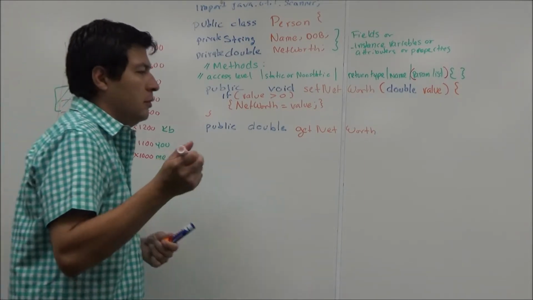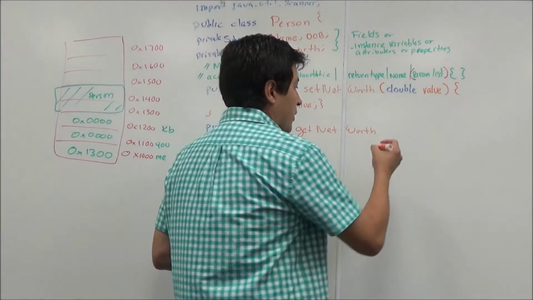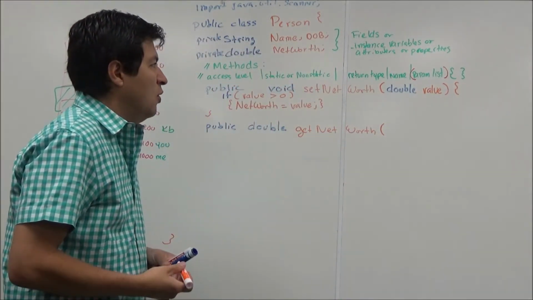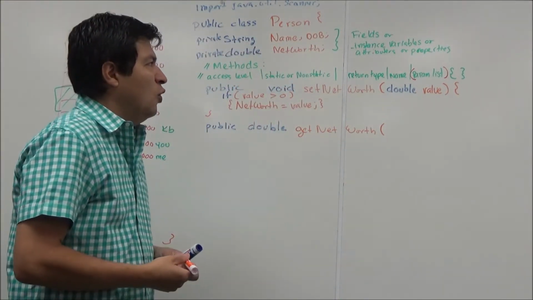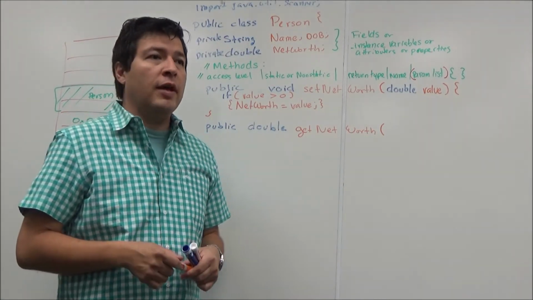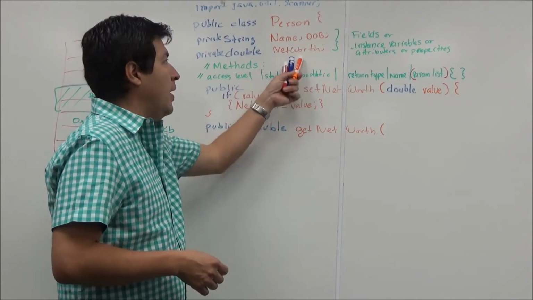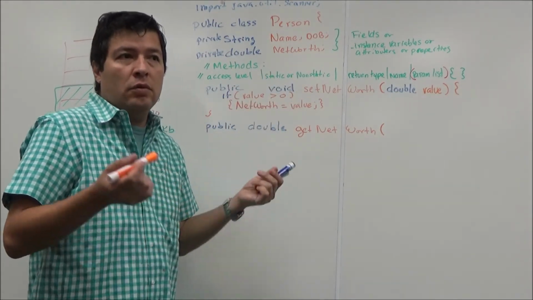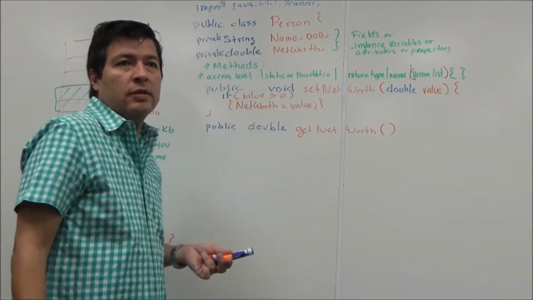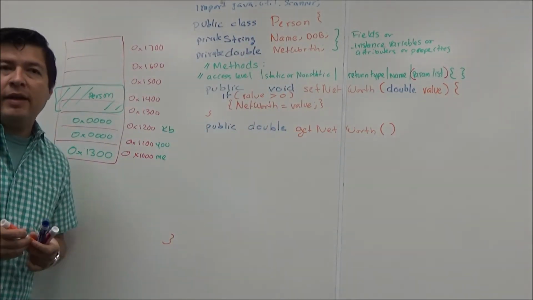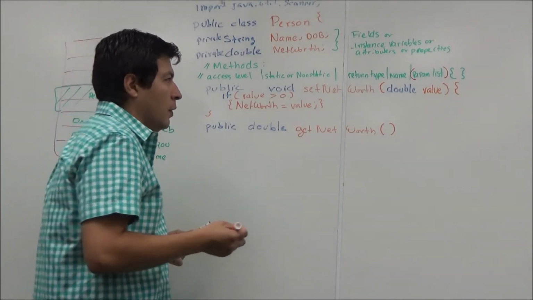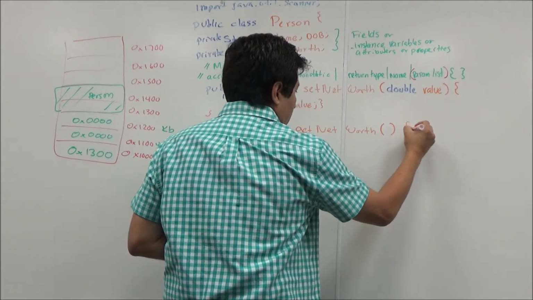Parameter list. It always has to have a parameter list. That means it always needs a parenthesis, right? Do you need to give something to the program or to your class in order to get the value of this variable? No. So it will be just open and close parentheses. Basically, my parameter list is empty. And then what's the next thing? Oh, the curly bracket, right?